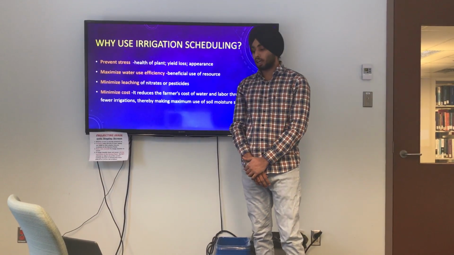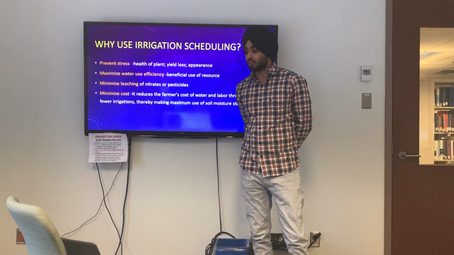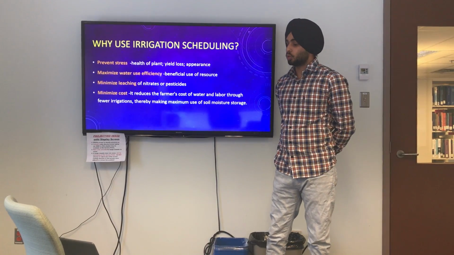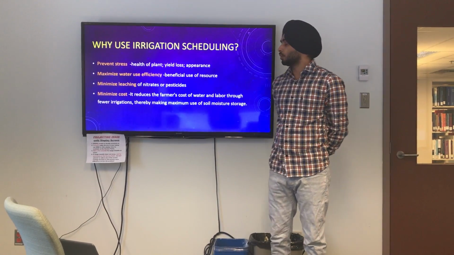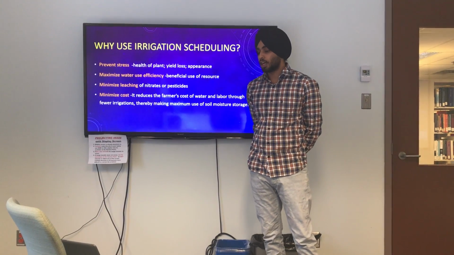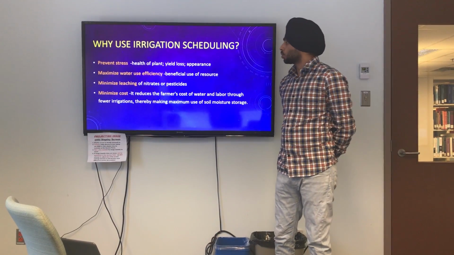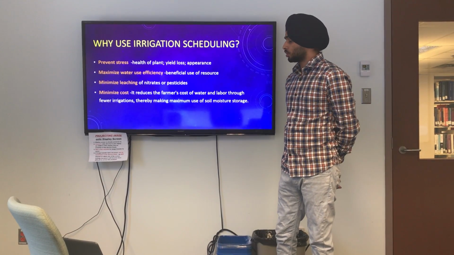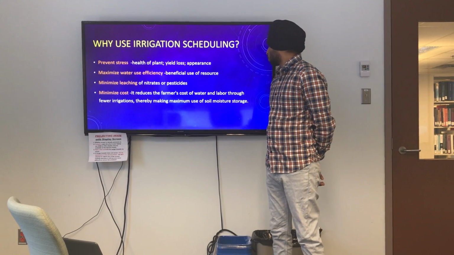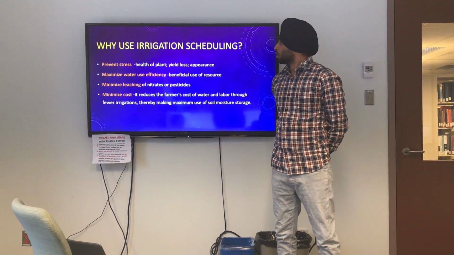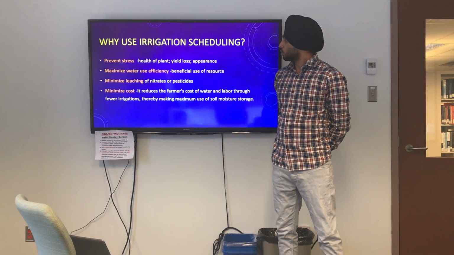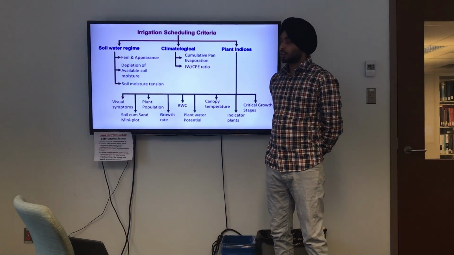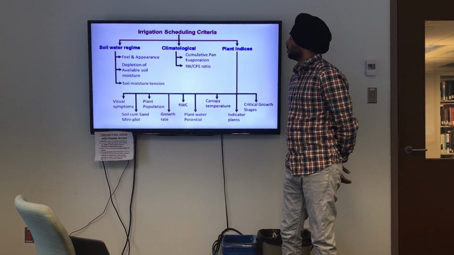Second, maximum water use efficiency is gained through it. Third, it minimizes leaching of nitrates and pesticides. It also minimizes the cost by reducing the number of irrigations done by the farmers for the proper growth of their crop. So it also has a direct impact on groundwater pollution.